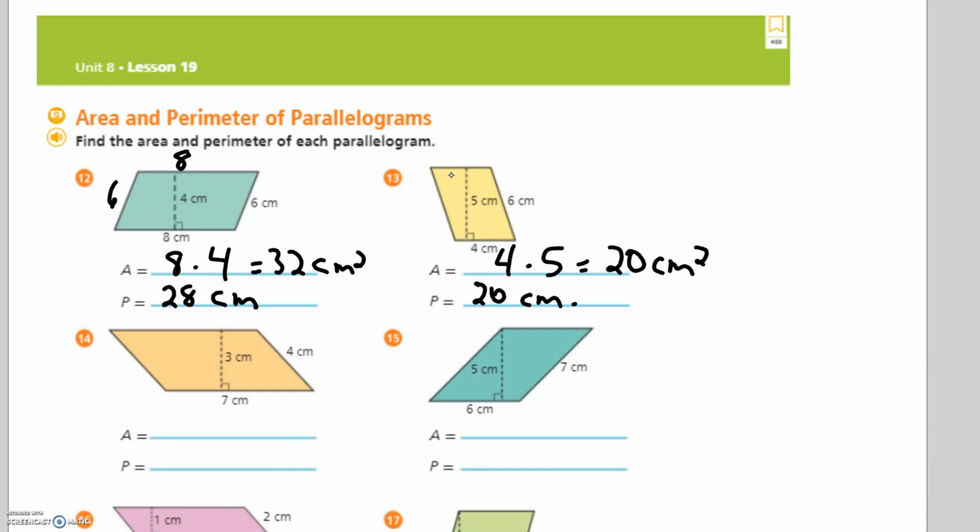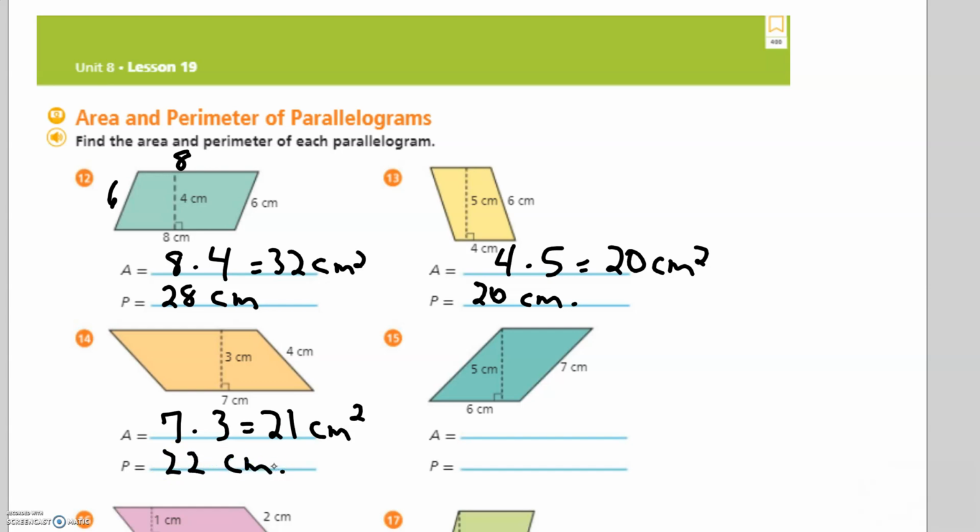All right, let's go through one more. Let's do this one down here. The area, remember, base times height. The base would be 7. The height is 3, 21 centimeters squared. Perimeter, distance all the way around, 7 plus 4 plus 7 plus 4, 22 centimeters.